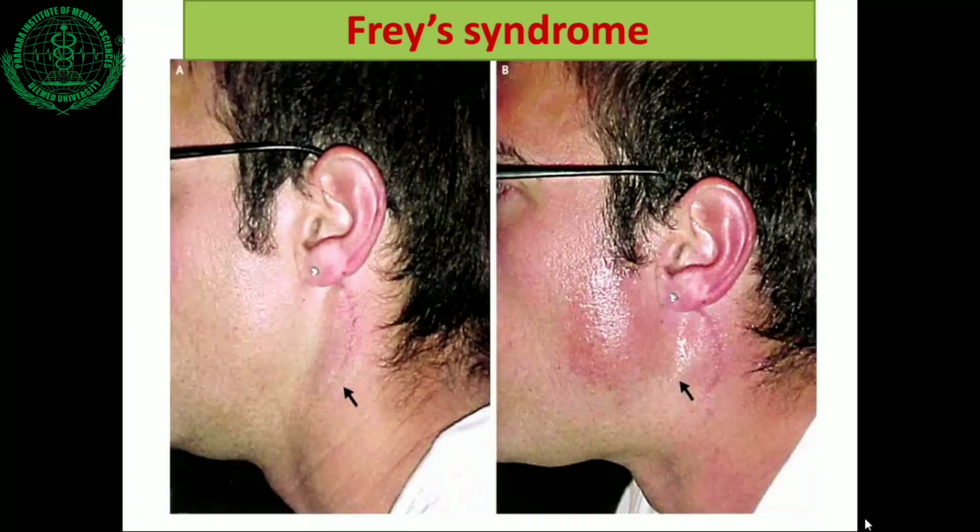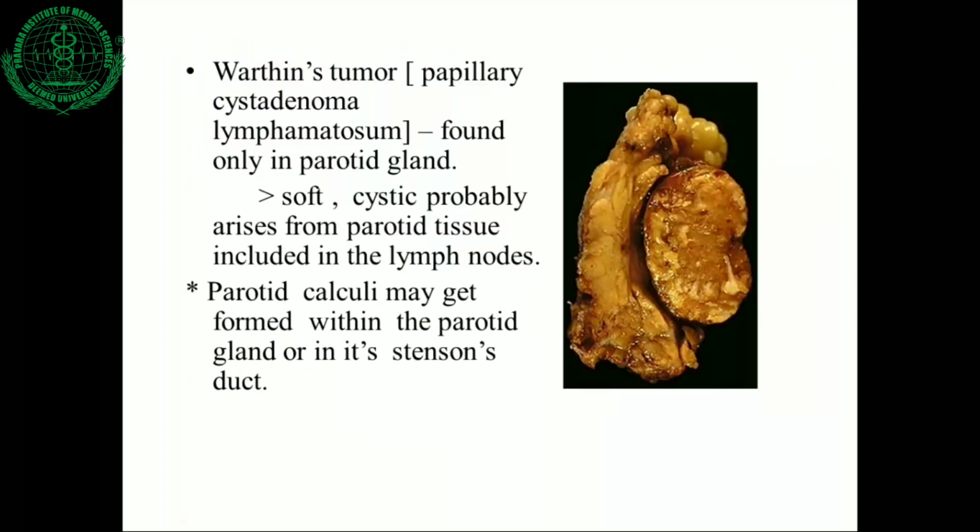So here, the patient is affected with Frey's syndrome. In case of Frey's syndrome, while swallowing food, sweating occurs in the patients suffering from it. Then Warthin's tumor. Warthin's tumor is also known as papillary cystadenoma lymphomatosum. This tumor arises from the parotid gland.